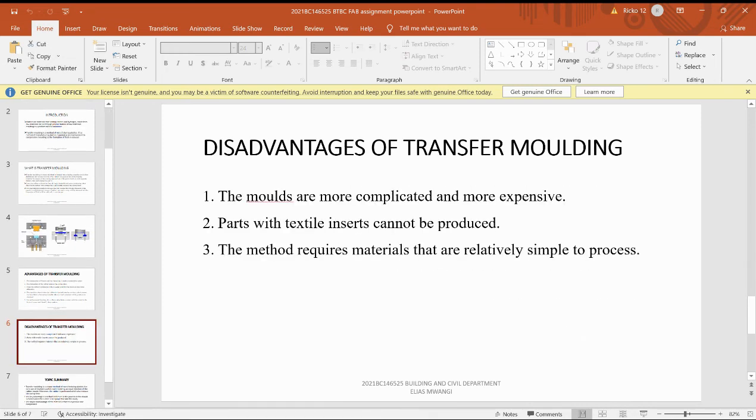Now, to the disadvantages of transfer molding. The molds are more complicated and expensive. Parts with textile inserts cannot be produced. And finally, the method requires materials that are relatively simple to process.